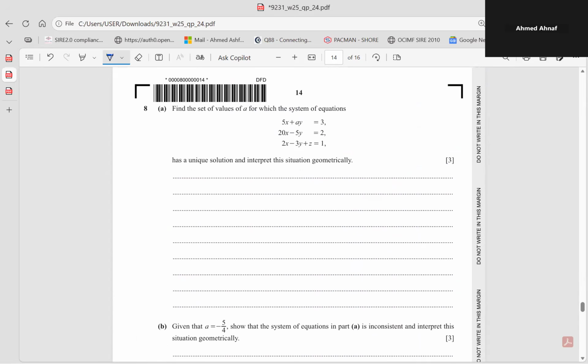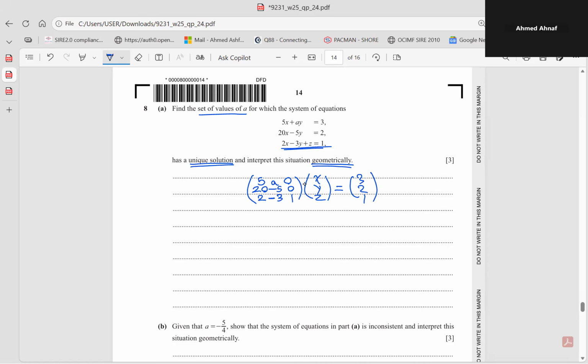Okay, so for this first part, we need to find the set of values of a for which this system of equations has a unique solution, and we need to interpret this geometrically. So let's make this a matrix form. 5, a, 0; 2, 0, minus 5; 0, 2, minus 3; 1, times x, y, z, equals 3, 2, 1.